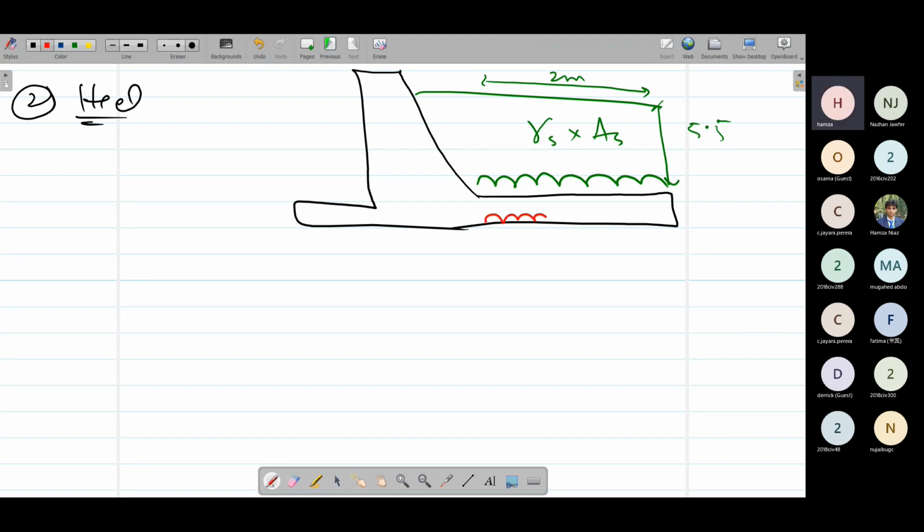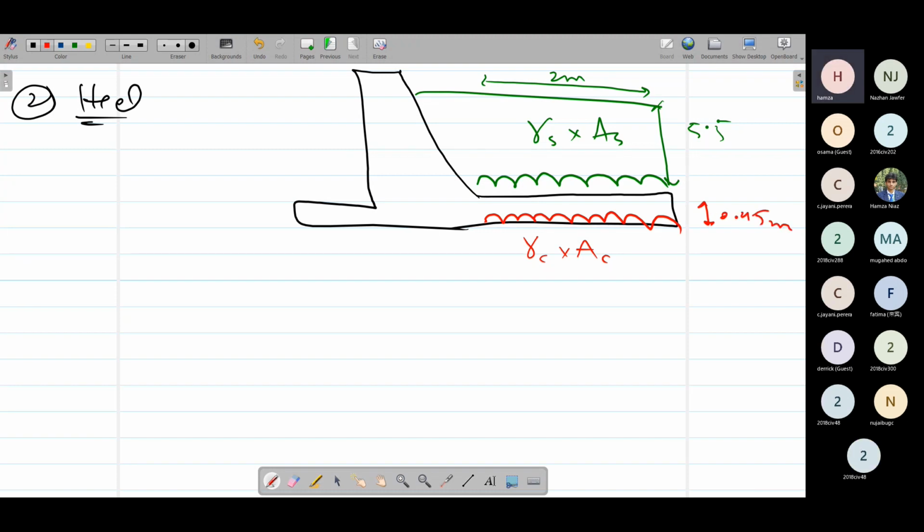Also due to the unit weight, the self weight of concrete is acting, that is gamma C into area of concrete. The area of concrete is again 2 meters times 0.45 meters. So these two forces are acting. The third force is the surcharge, the top surcharge S. So these three forces are acting on the heel.